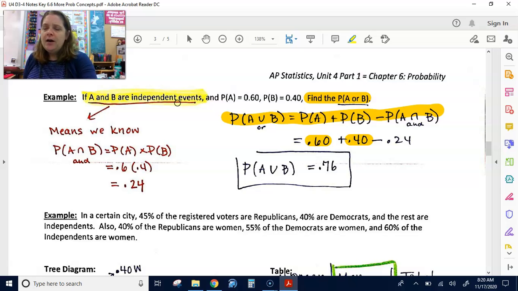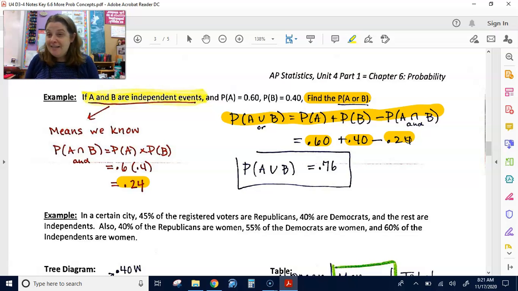So instead, I'm going to use the multiplication property. If they're independent, the probability of A and B should be A times B, and I know both of those. That gives me an overlap of 24%, which I can fill into that blank. If this had said mutually exclusive, I could have put 0 in there. But since it says they're independent, I know I can use that multiplication.